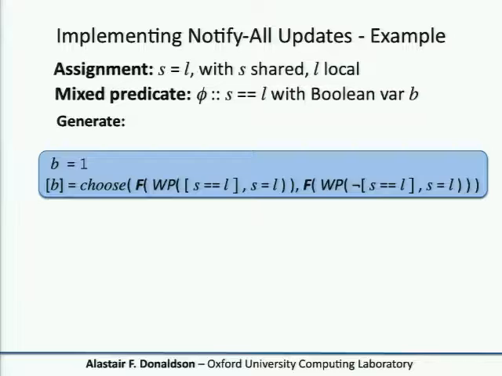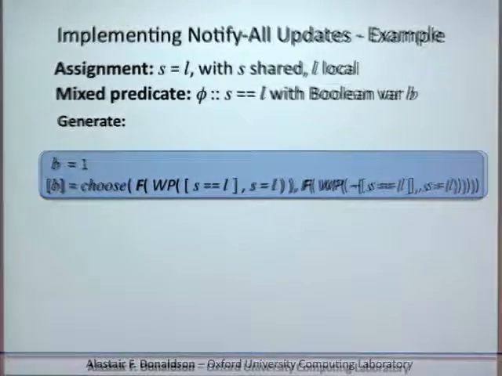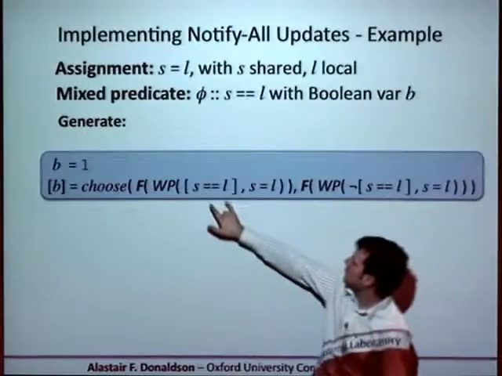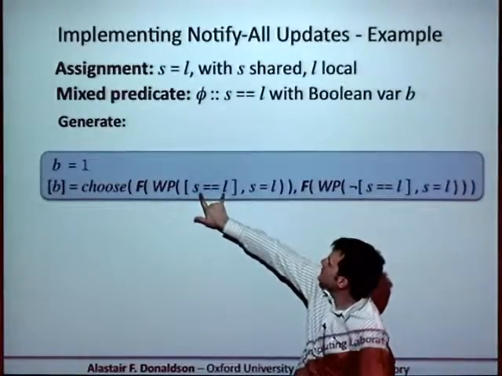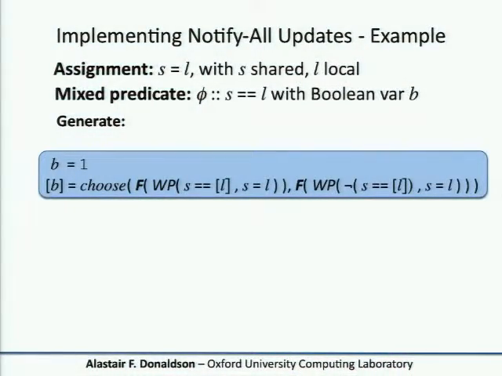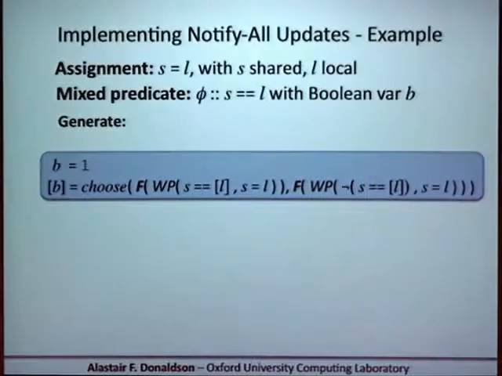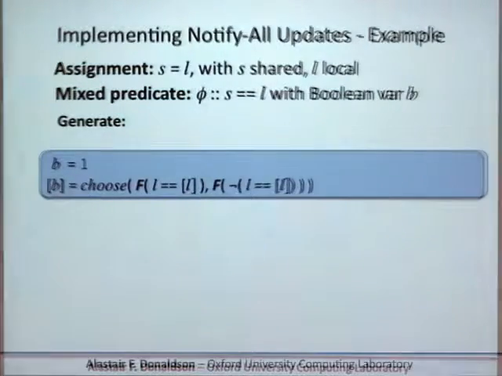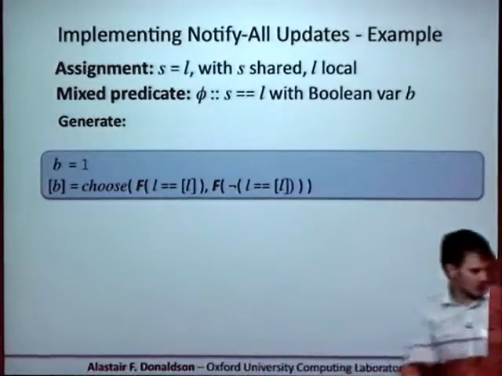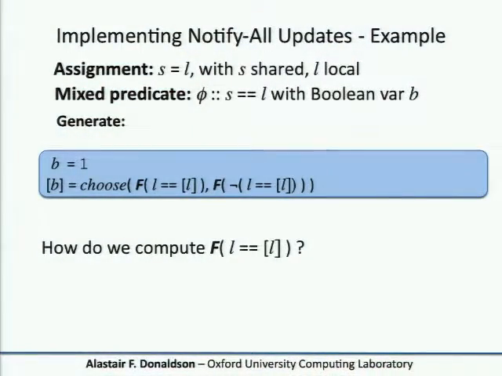So clearly, if a thread says S becomes equal to L, then for that thread, S and L will be equal. So what about the other threads? Well, take this formula, S is equal to L in a passive thread. This means that the shared variable S is equal to the passive thread's L. And the weakest precondition for that to hold after the assignment is that the active and passive thread have the same value of L. Right? Okay. So now, how do we compute this? This relates to your question as to what the R value should be, right?